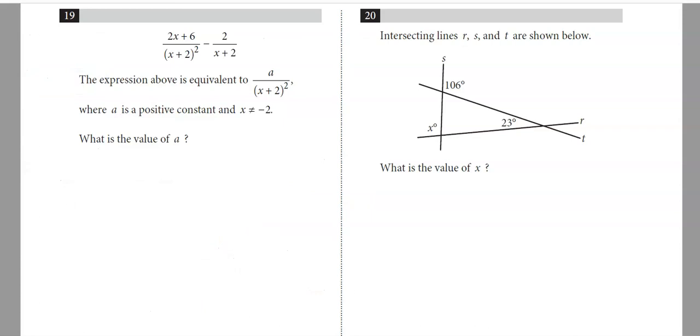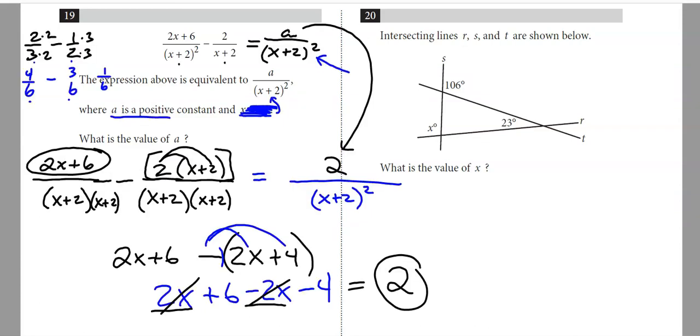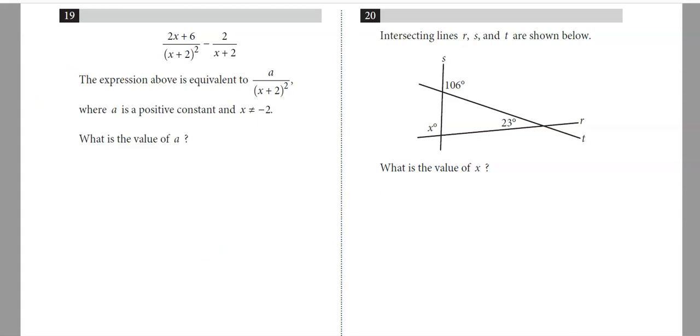All right, last one, number 20. Looks like I have some geometry. It doesn't look too crazy, but it's number 20, so that worries me a little bit. I have intersecting lines R, S, and T. What is the value of x?